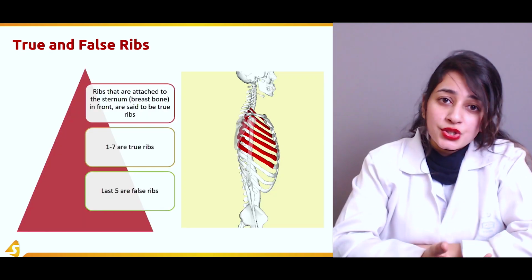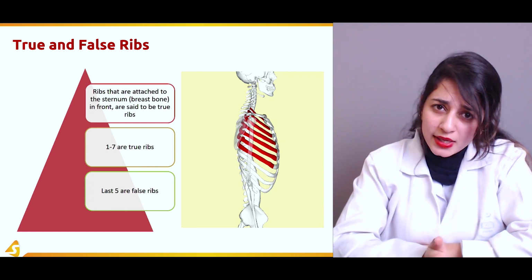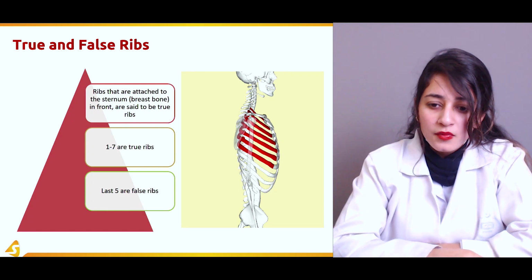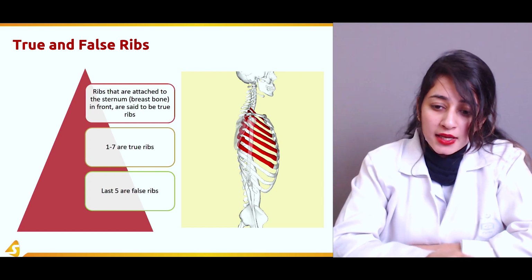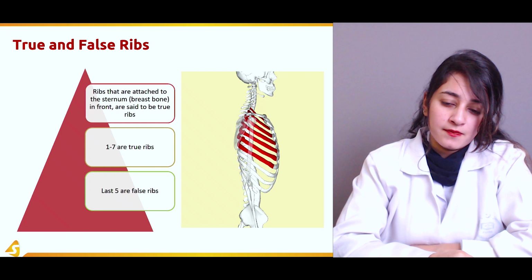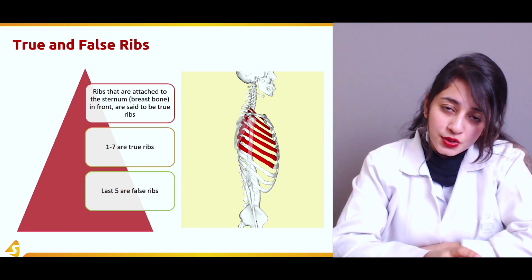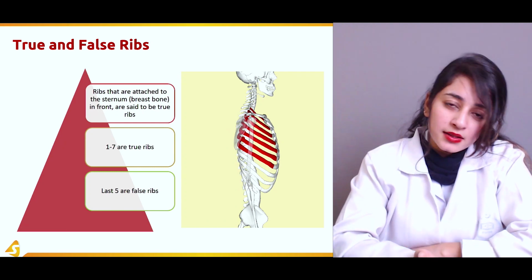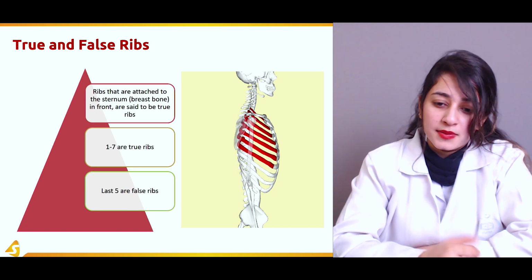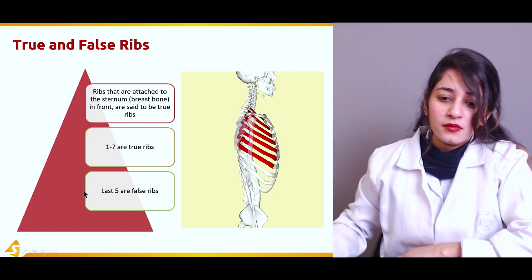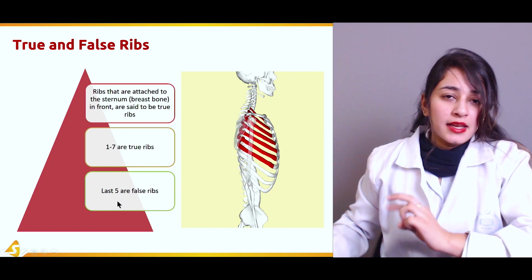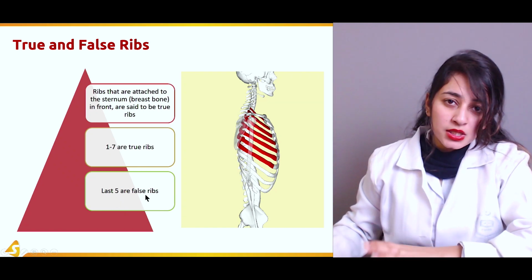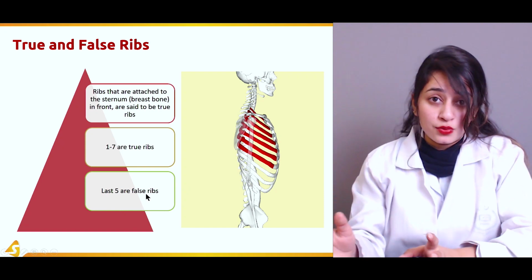Okay, there's another division we can call true ribs and false ribs. Ribs that are attached to the sternum, the breastbone in front, are said to be true ribs. Those ribs that are attached to your sternum are true ribs. Ribs 1 to 7 are true ribs. The later 5 are false ribs, in which 3 of them are fused to each other and 2 of them are floating. The last 2 are floating.